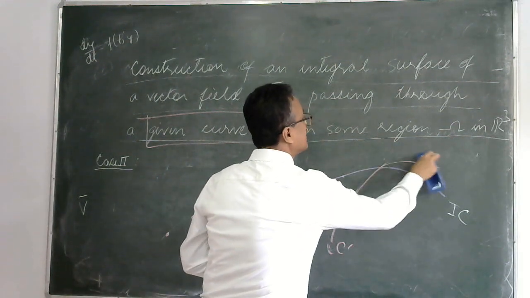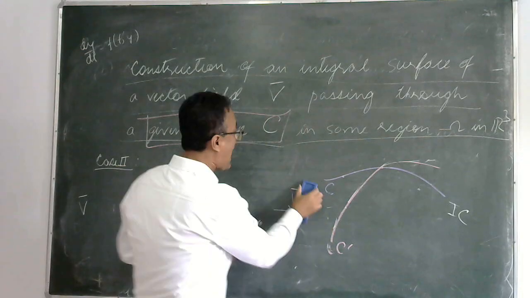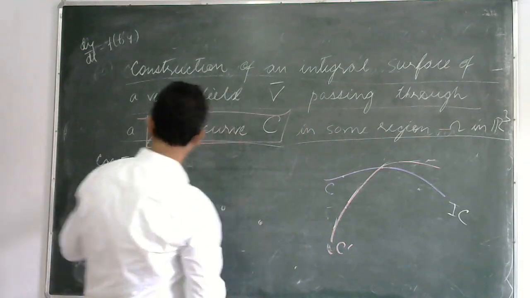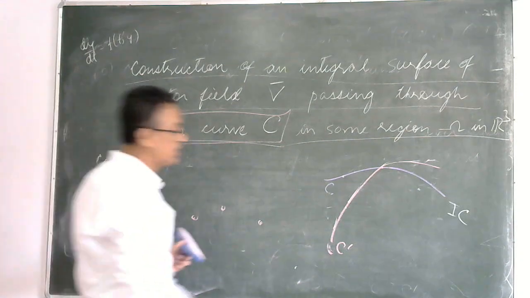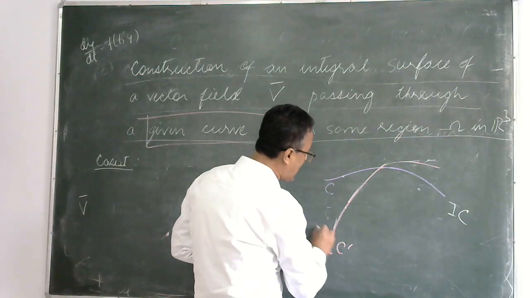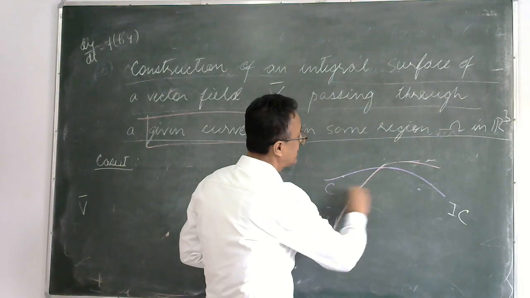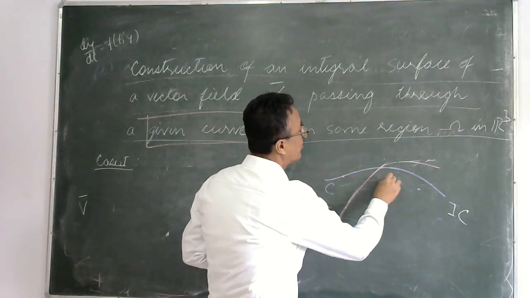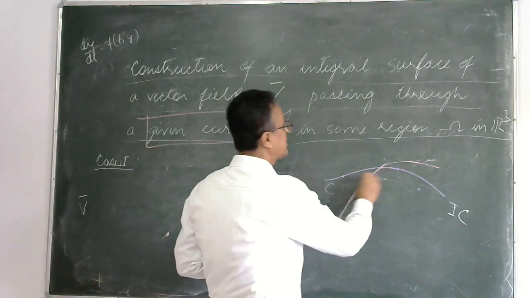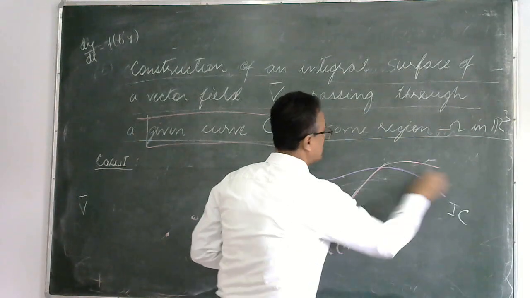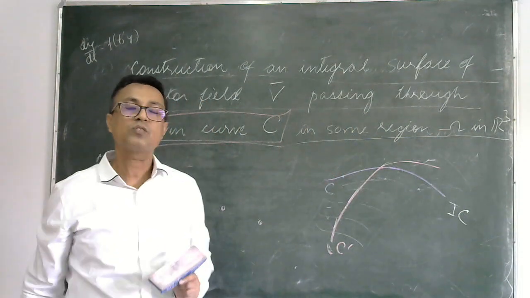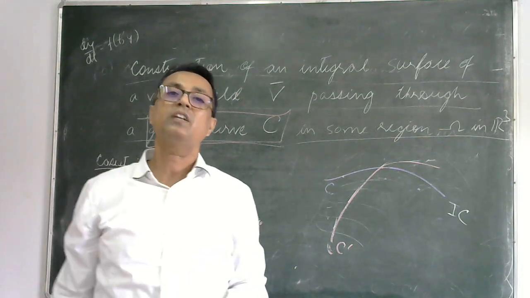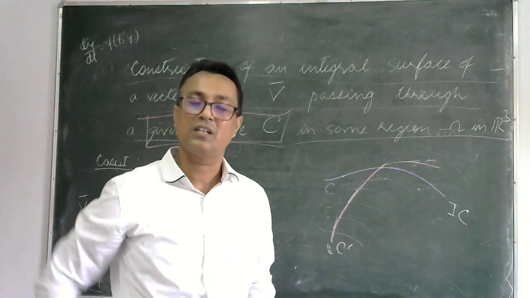Now I am claiming that I am going to repeat the same process as in case 1. At each point I am going to draw an integral curve, and the union of all those integral curves is going to give me the required integral surface. Now is it clear?